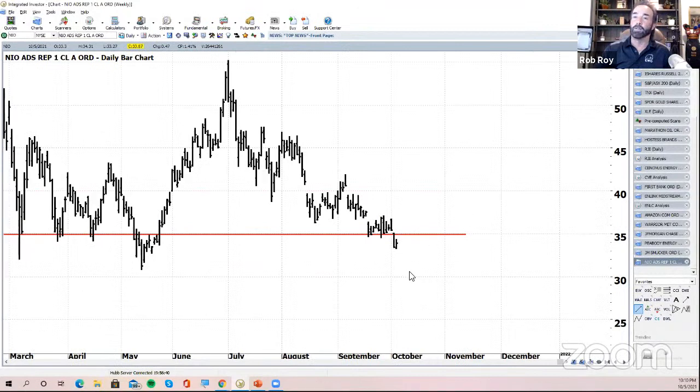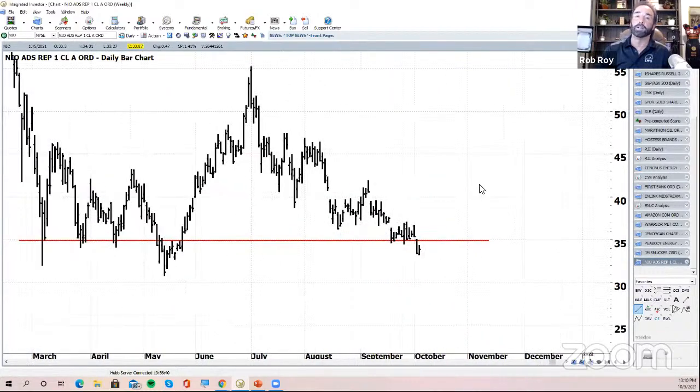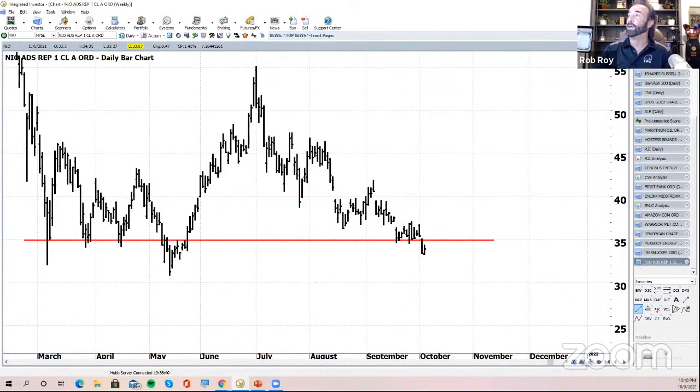But remember, we didn't get the follow through day today. I was watching it myself, but breaking below 35 with a follow through or confirmation day, then I think there's a lot more downside to go there.